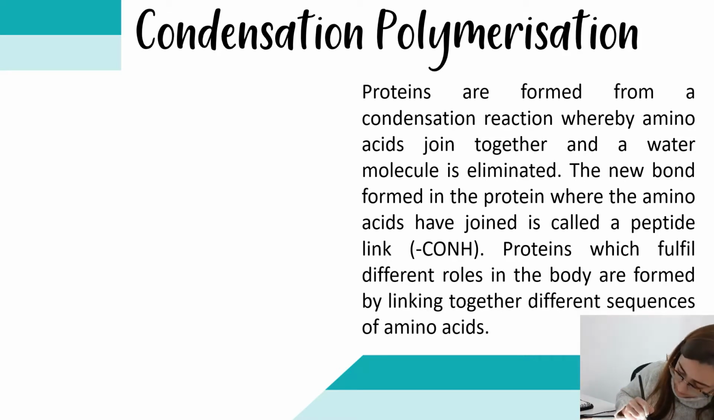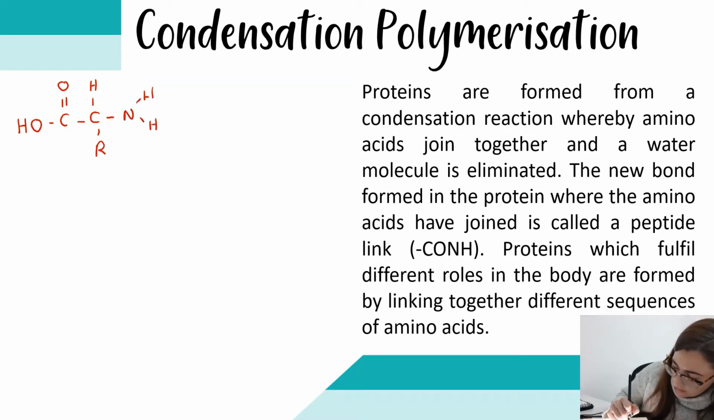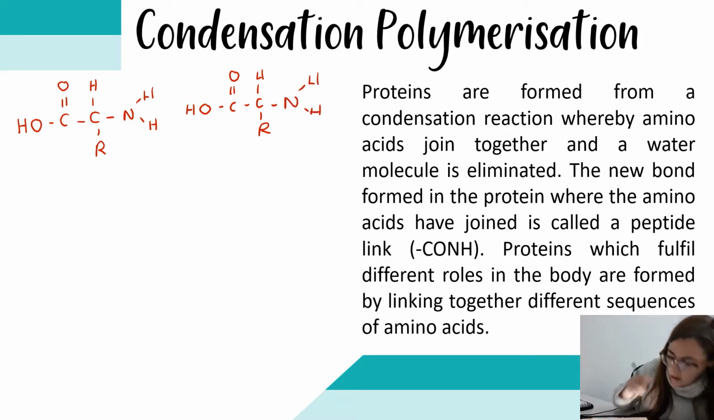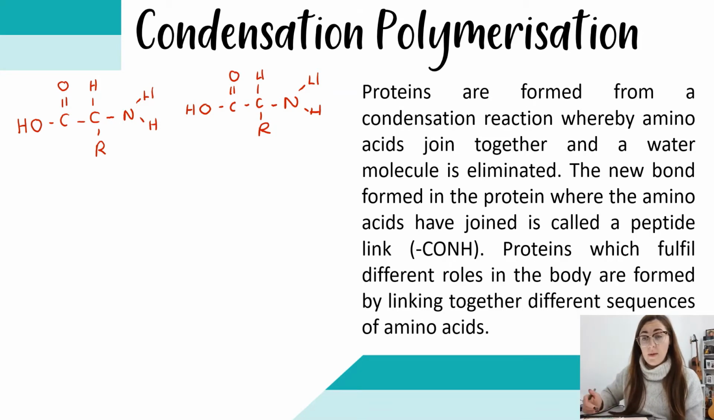So for example, if we use two amino acids, we've got our carboxyl group and our amine group next to another amino acid, carboxyl group and amine group. I'm using the R here to just simplify my amino acid. That R group could be anything. It could be a long chain, it could be a ring, it could be just a hydrogen by itself, it might be two hydrogens. But these are just general amino acids here.